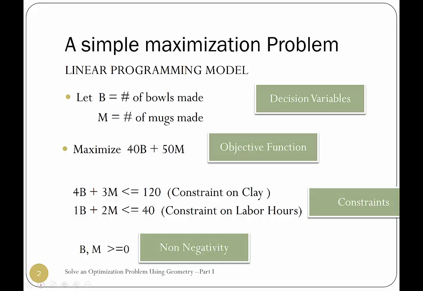And we have two constraints on the resources. The first resource is clay and the second resource is labor hours. And we have a set of non-negativity constraints. So with this problem, we are trying to decide the optimal combination of mugs and bowls that will maximize the profit within the given constraints on resources.